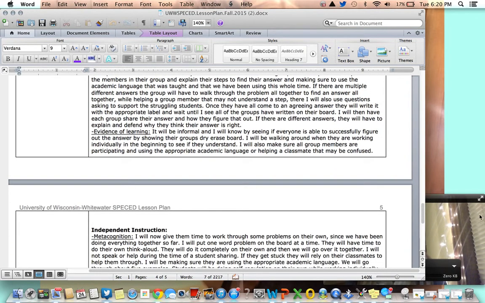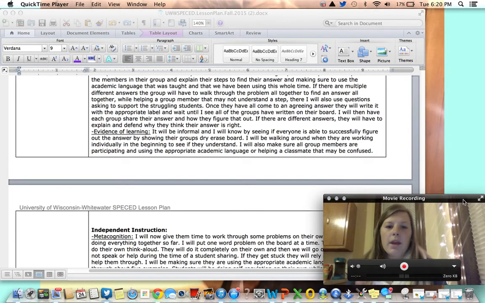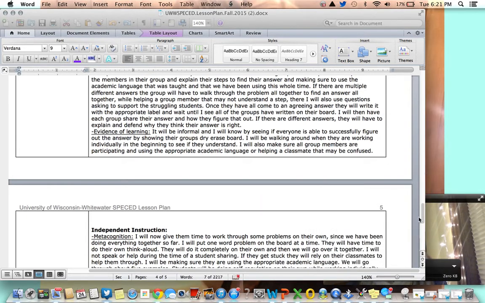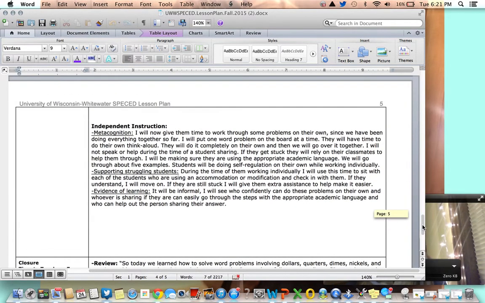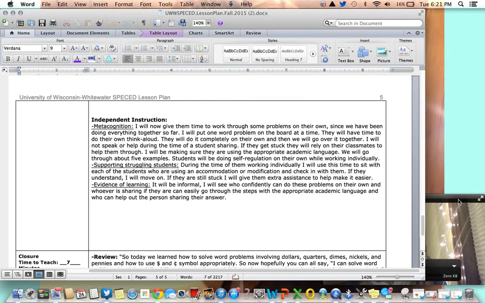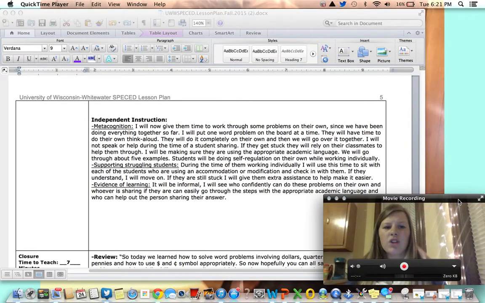So for evidence of learning for that, it will be informal, and I will know by seeing if everyone is able to successfully figure out the answer by showing their group's dry erase board. And I'll also be walking around when they're working individually in the beginning to see if they understand. I'll also make sure all group members are participating and using the appropriate academic language or helping a classmate that is confused.